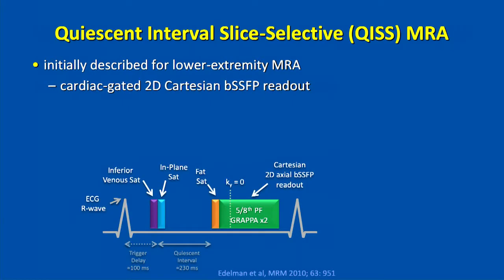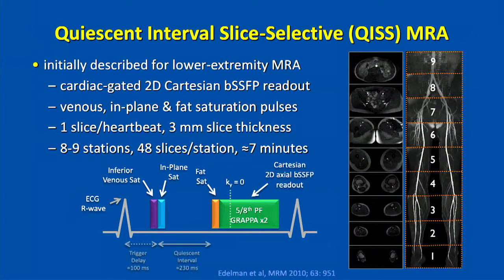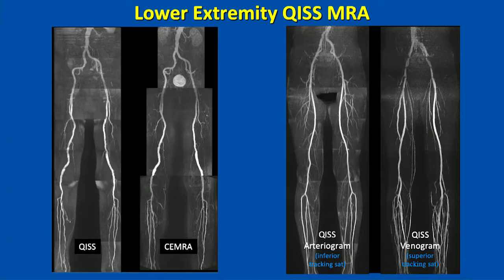It consists of a cardiac-gated 2D Cartesian balanced steady-state precession readout. Some saturation pulses are applied to suppress in-plane venous as well as fat signals. Typically, when imaging the lower extremities, roughly 400 slices are required, one slice in every heartbeat, to obtain a non-contrast lower extremity MR angiogram. So here are some examples of KISS as applied to the lower extremities. As you can see here, there is excellent correlation on the left panel with contrast-enhanced MRA.